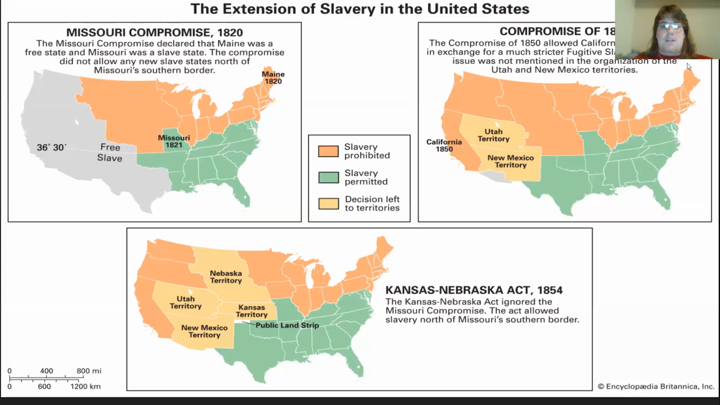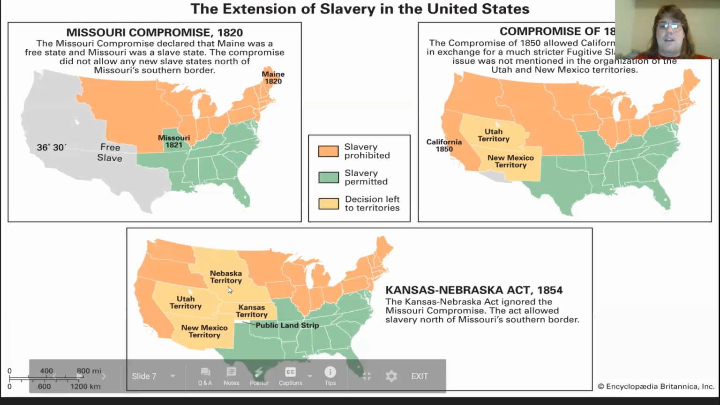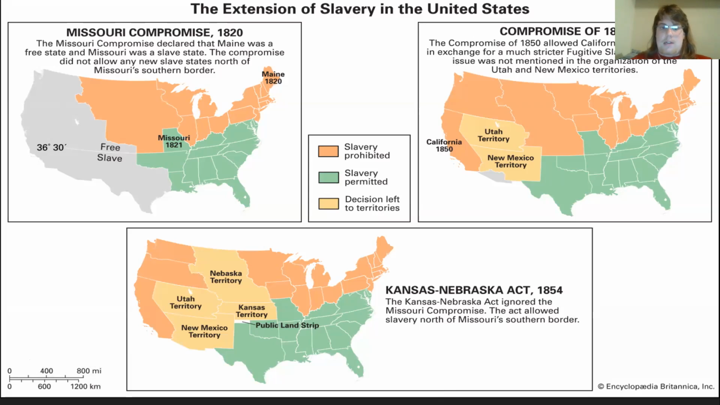Here you have the maps. Here's the line of the Missouri Compromise. Above this line, there were no slave states. Here you have the Compromise of 1850, which really didn't talk about what states should be or should not be free or slave. It only enacted California being a free state. And then you have the Kansas-Nebraska Act that completely ignored the Missouri Compromise.